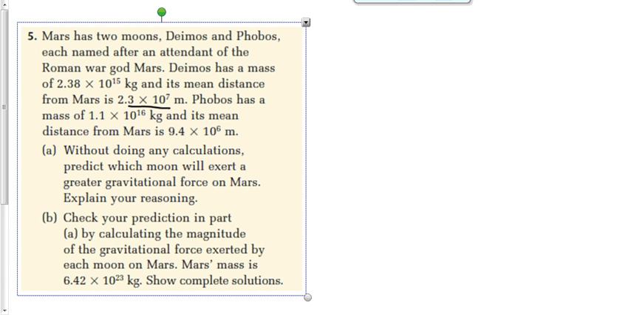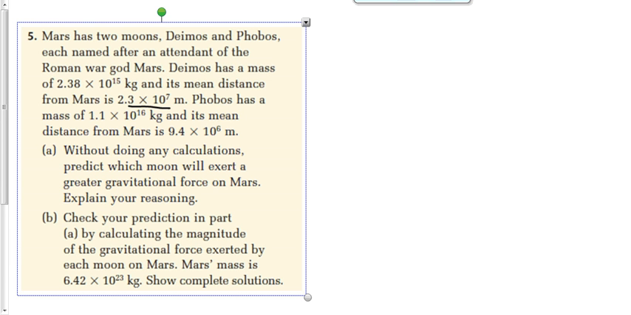Good, perfect answer. It has more mass, and the distance separating Mars from that moon is smaller. So as m goes up, that makes the force of gravity bigger. As r goes down, that makes the force of gravity bigger.